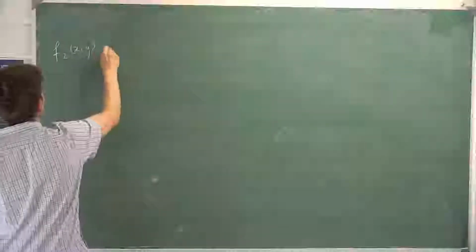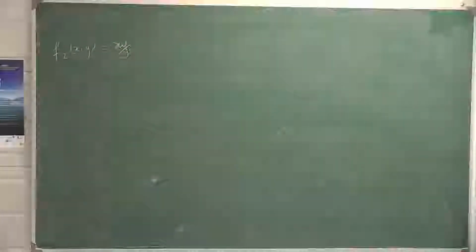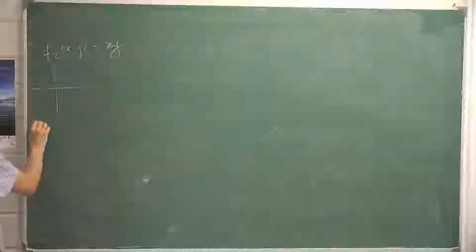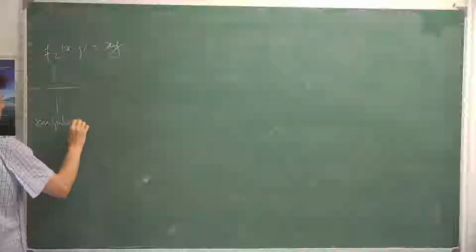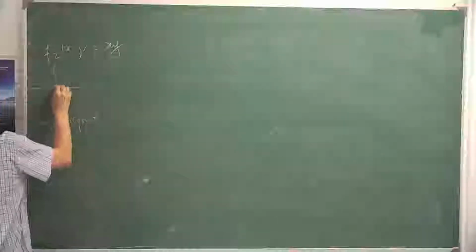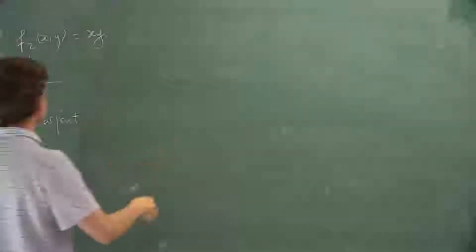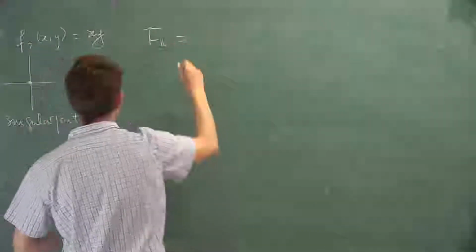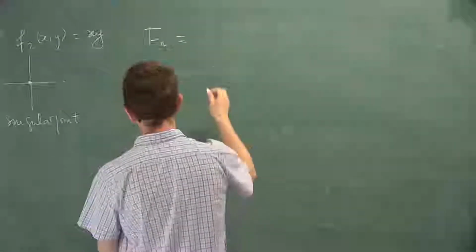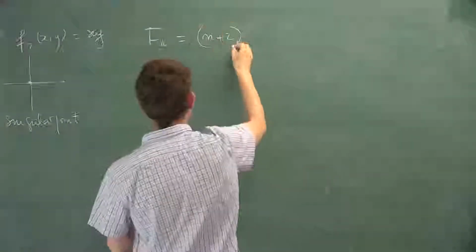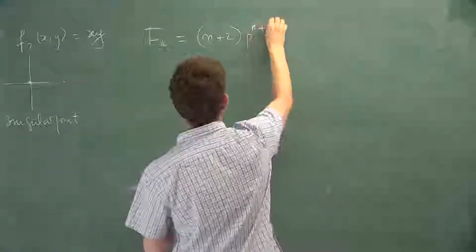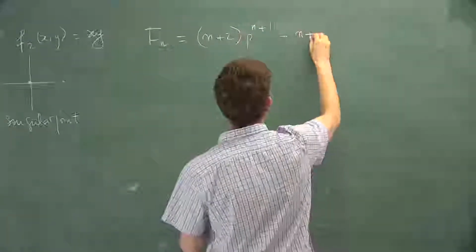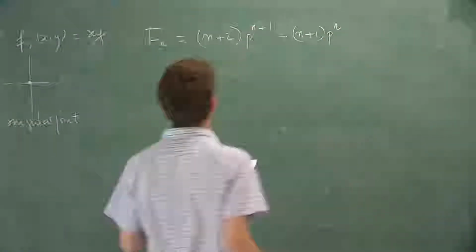So now we consider another example, f2, which is a normal crossing. Now we have a singular point at the origin, but it's an easy singular point. If you do the same computation, so this is an exercise, you will find that Fn is equal to (n+2)p^(n+1) minus (n+1)p^n. So you still have a formula.